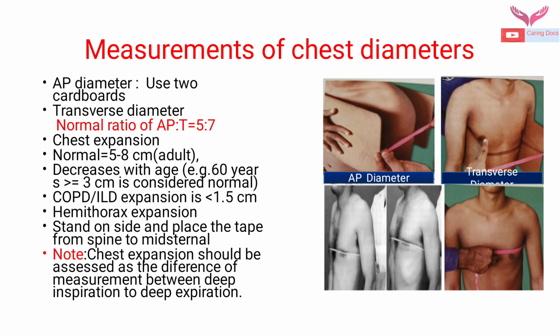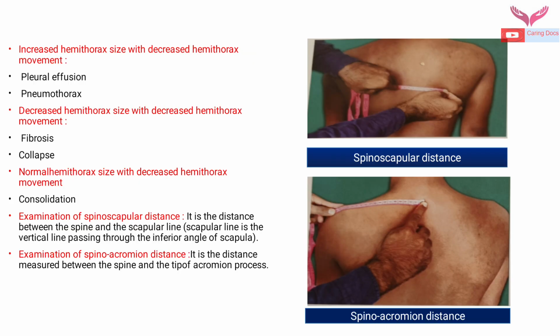How do we see hemithorax expansion? We stand on one side and place the tape from spine to mid-sternal. Chest expansion should be assessed as the difference of the measurement between the deep inspiration and deep expiration. Increased hemithorax size with decreased hemithorax movement is seen in pleural effusion and pneumothorax. Decreased hemithorax size with decreased hemithorax movement is seen in fibrosis and collapse. Normal hemithorax size with decreased hemithorax movement is seen in consolidation.